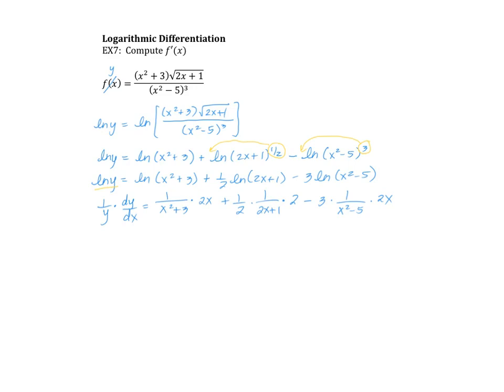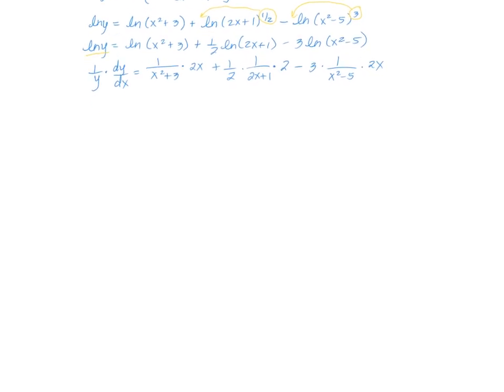So let's just go ahead and clean this up a little bit. And let me move this up just a notch. Okay, so we have 1 over y times dy dx is equal to 2x over x squared plus 3 plus, and here this is nice, the 1/2 and the 2 will cancel, so we just have 1 over 2x plus 1 minus 6x over x squared minus 5.